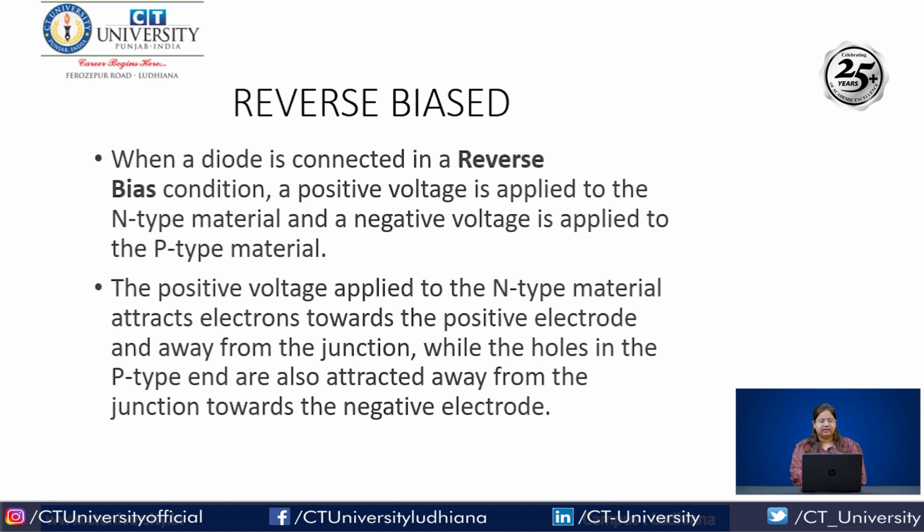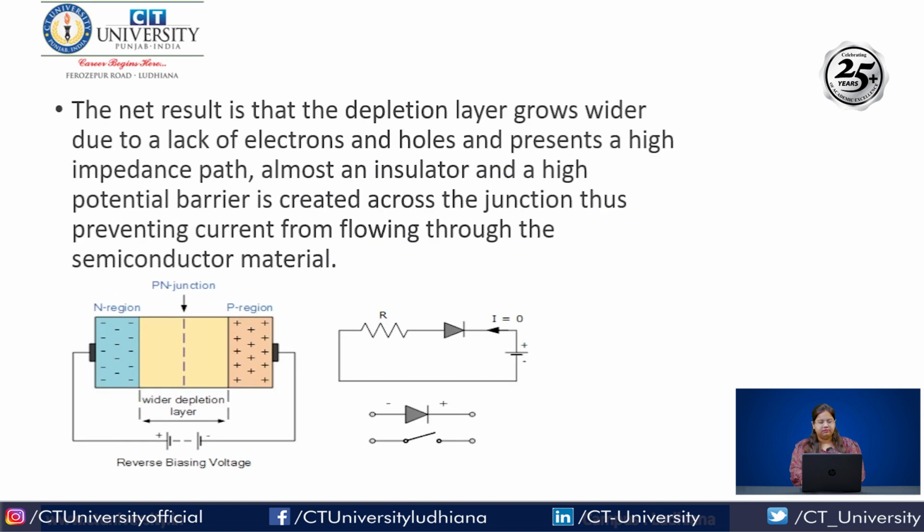When a diode is connected in a reverse bias condition, a positive voltage is applied to the N-type material and a negative voltage is applied to the P-type material. The positive voltage applied to the N-type material attracts electrons towards the positive electrode and away from the junction, while the holes in the P-type end also get attracted away from the junction towards the negative electrode. The net result is that the depletion layer grows wider due to lack of electrons and holes and presents as a high impedance path, almost an insulator, and a high potential barrier is created across the junction, thus preventing current from flowing through the semiconductor material.